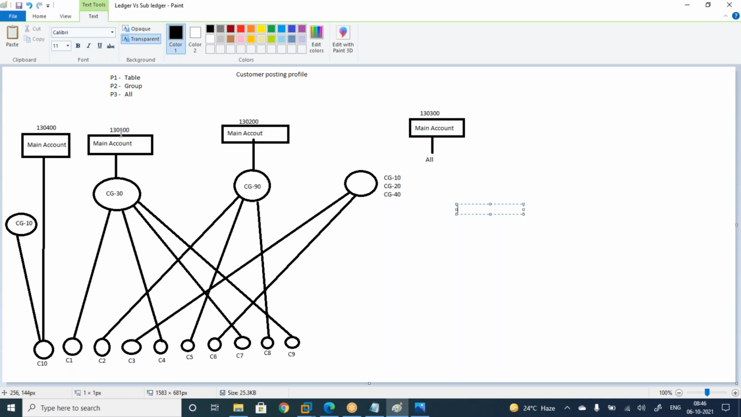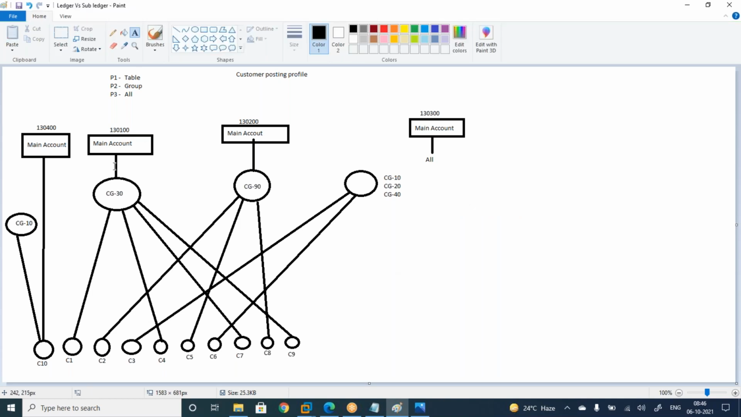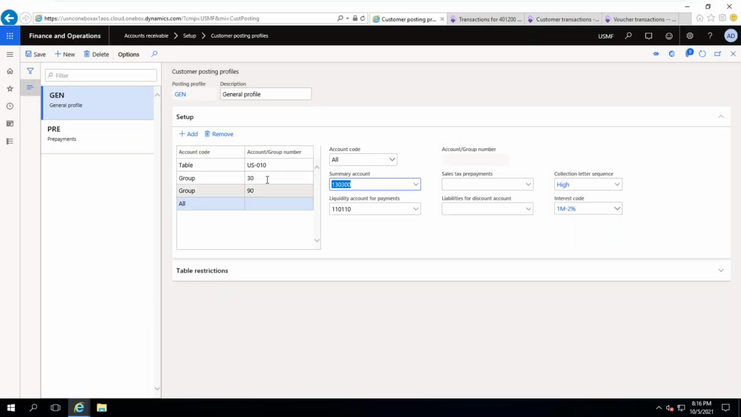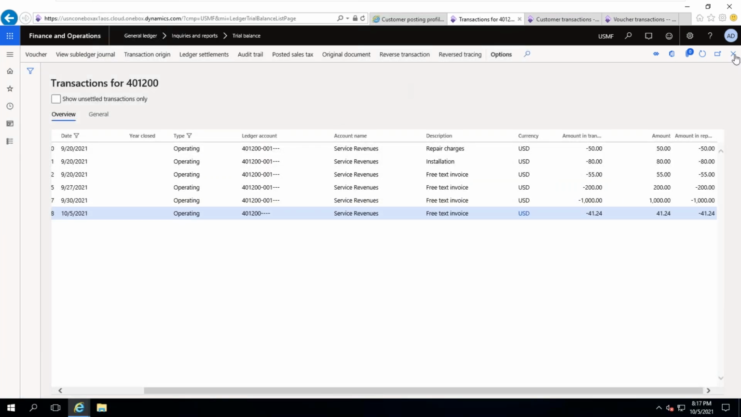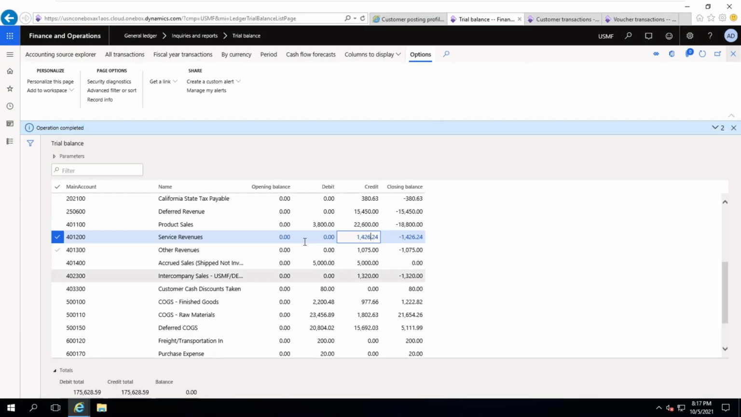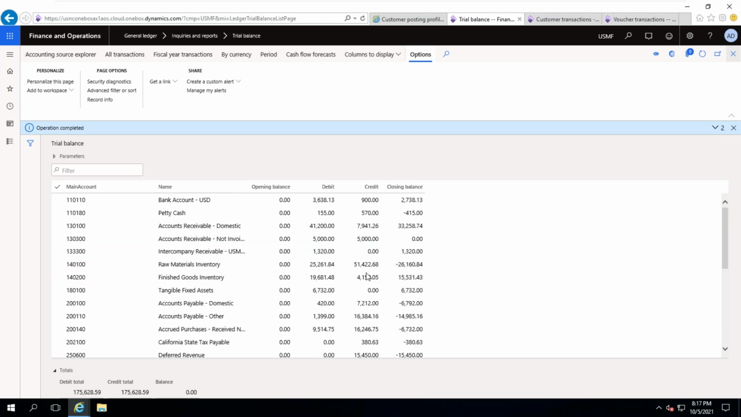Sir, in what cases does the first scenario appear, direct mapping to the main account? Okay, so we'll do that one. For table US010, what we have mapped is 130-400, right? As I told you, I want to see in the trial balance, I don't want to see group accounts. If you go back, this is all domestic customers' balances, this is all international customers.